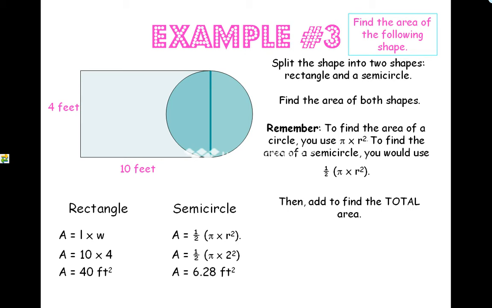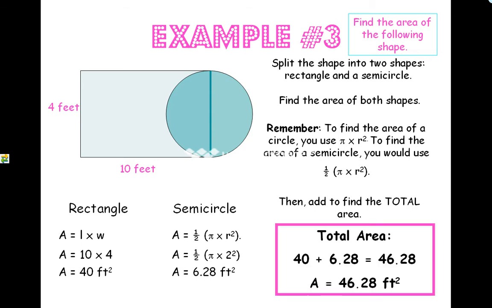Remember, that is not the area of a circle, that's the area of the semicircle. And like the problems before, to find the total area, you add 40 plus 6.28, which is equal to 46.28 feet squared.